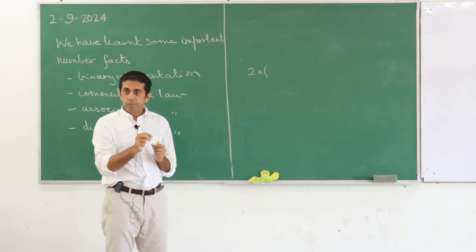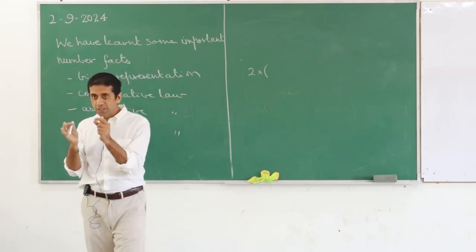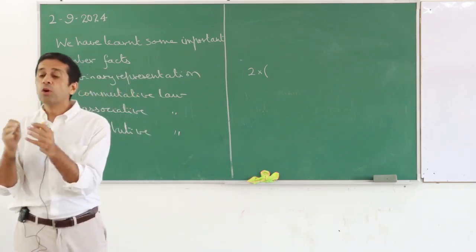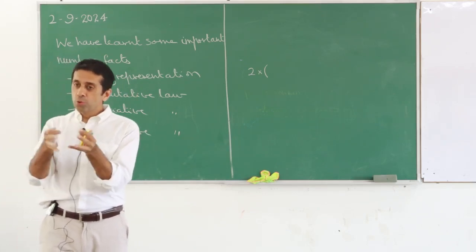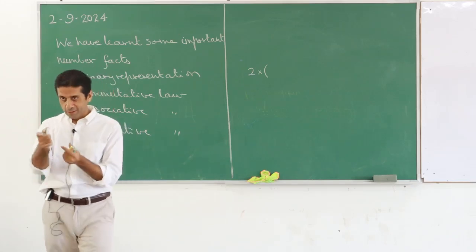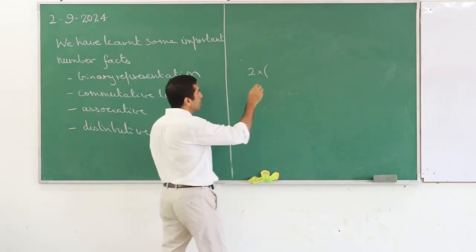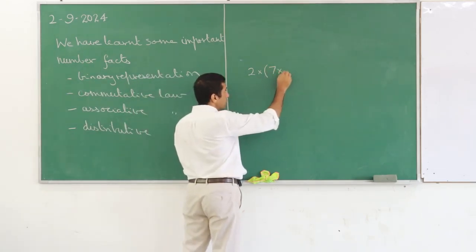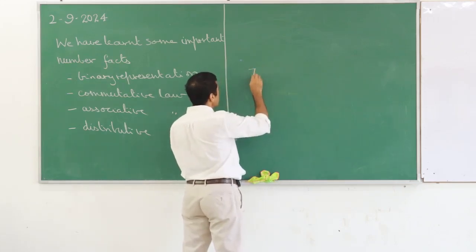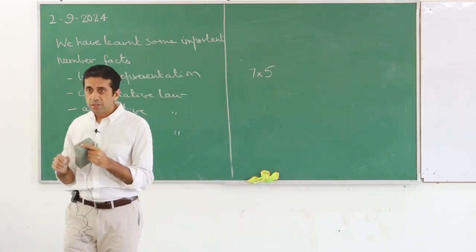Yes, sir. In the book. So my suggestion is, when you're talking mathematics, just say what is. Don't say, sir, you said, or the book said. You are saying it. So it's you who's talking. Go ahead. 7 into 5. So 7 into 5 is 7 5s, which is 35.